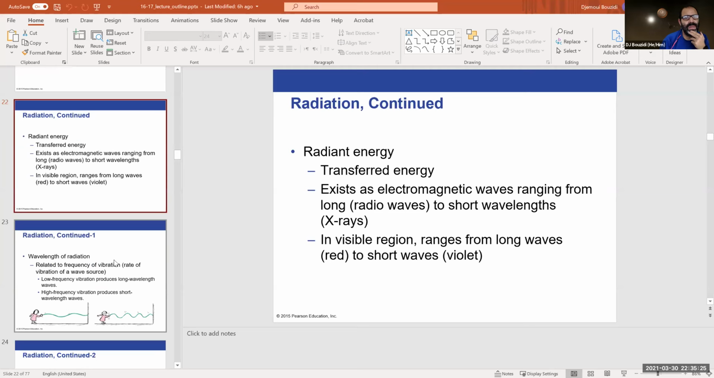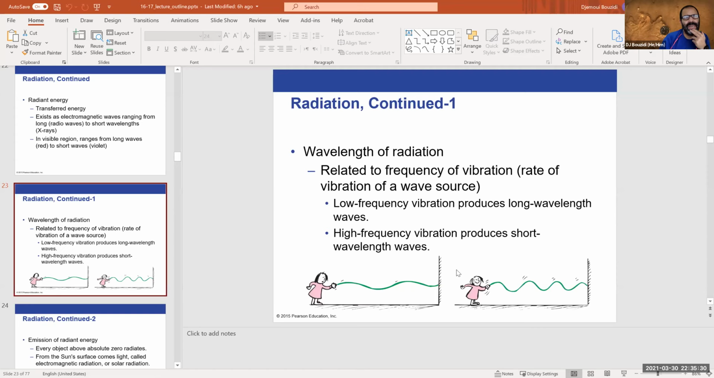So we saw the fact that light is a wave, and that is exactly how this thing is. So these are waves, and they have characteristics with wavelength and also frequency. The higher the frequency, the higher the energy, and the more energy is transmitted, okay?